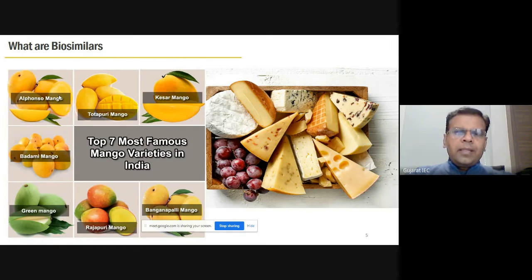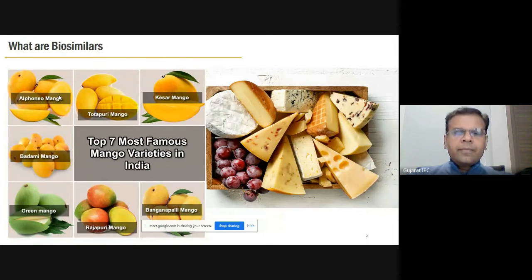Just to briefly give you a fair idea of what biosimilars are. In India we have different mangoes available in different parts of the country. In Gujarat, where I live, we have the Kesar mangoes. In the Maharashtra region, we have the Ratnagiri Alphonso mangoes, and so on. It's the same fruit, mango, with almost similar taste and flavor, but a different variety, and it's basically called a mango.